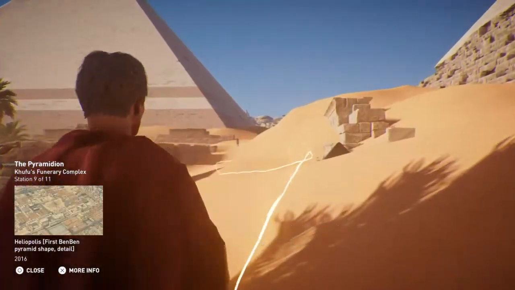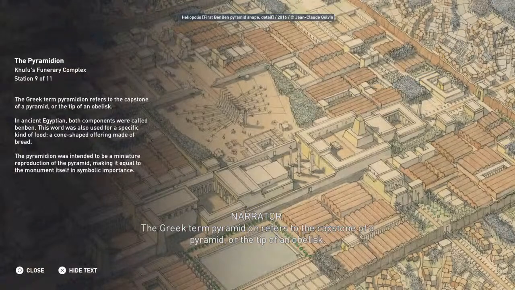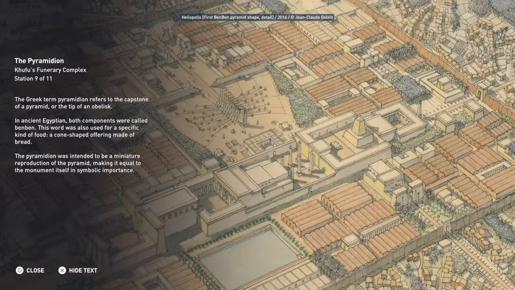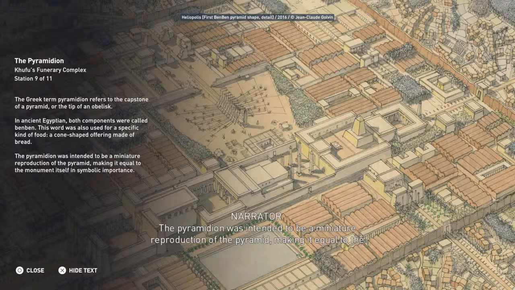The Greek term pyramidion refers to the capstone of a pyramid or the tip of an obelisk. In ancient Egyptian, both components were called ben-ben. This word was also used for a specific kind of food, a cone-shaped offering made of bread. The pyramidion was intended to be a miniature reproduction of the pyramid, making it equal to the monument itself in symbolic importance.